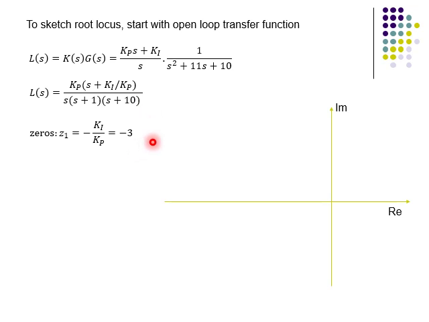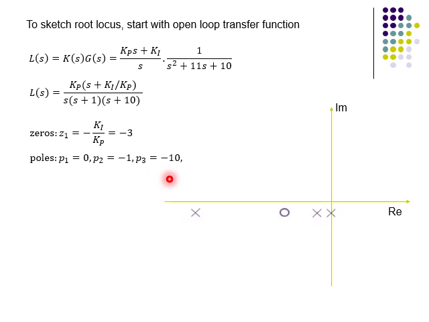So you can see that the value of the zero, Z1, is going to be minus Ki divided by Kp, and it says in the question to set the value of the zero of the controller to -3. So here we've done that. And then for the poles, we've got three poles with values 0, -1 and -10.